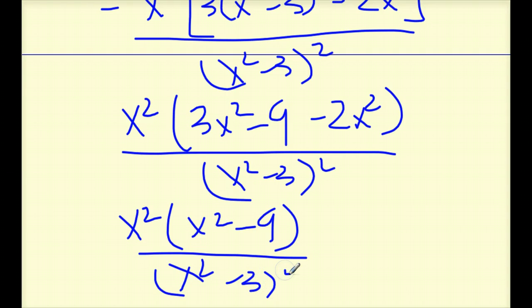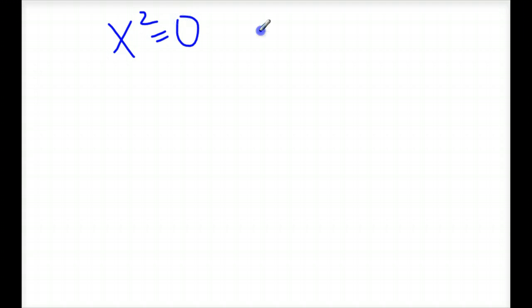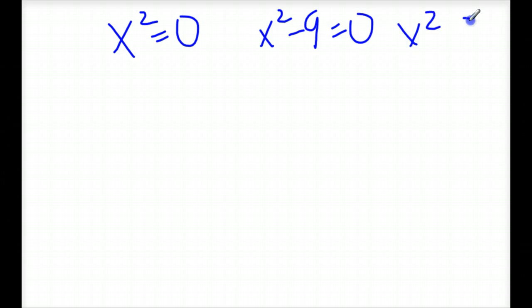So what I'm going to do is set these equal to 0 and see what happens. If I set the numerator equal to 0, my derivative is equal to 0. If I set the denominator equal to 0, then my derivative is undefined. So let's take these pieces, and I get x squared is equal to 0, x squared minus 9 is equal to 0, and I get x squared minus 3 is equal to 0.